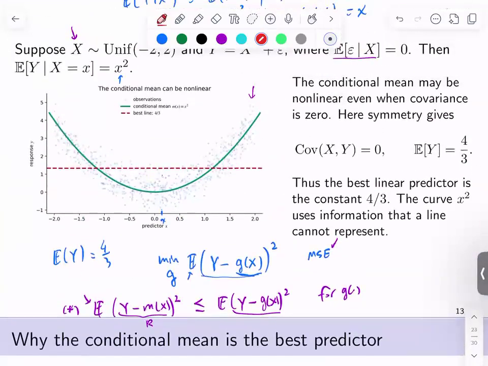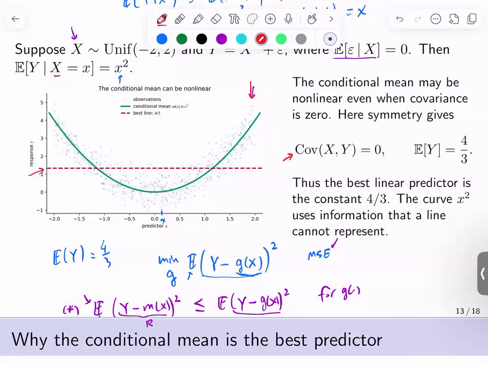So in this example, this line is the best constant prediction. If you want to predict it by a constant, this is the best. If you want to predict it based on any function of x, this is going to be the best one. It beats the constant one by a large margin, so it has a much smaller prediction error. You can see the points here are very badly represented by the constant predictor, but by the best predictor based on x, it's like that. This example is very interesting because the covariance of x and y is 0.